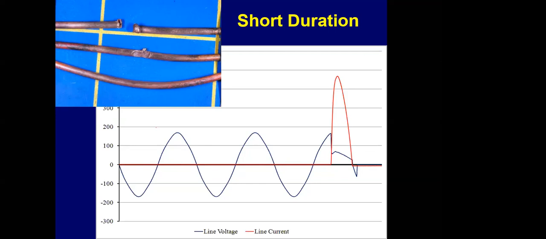So you'll see we've got a nice sinusoidal waveform, no current flow, and then at some point the current shoots up to over 450 amps, trips a circuit breaker, and stops the arc in a little bit less than half a cycle. No more current flow, no more voltage. So that's a short duration arcing event.